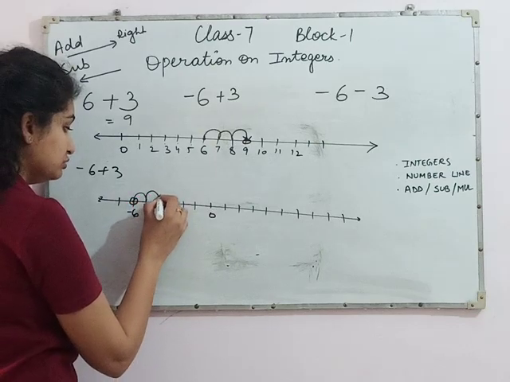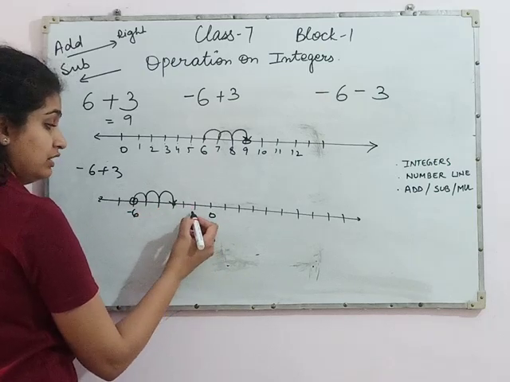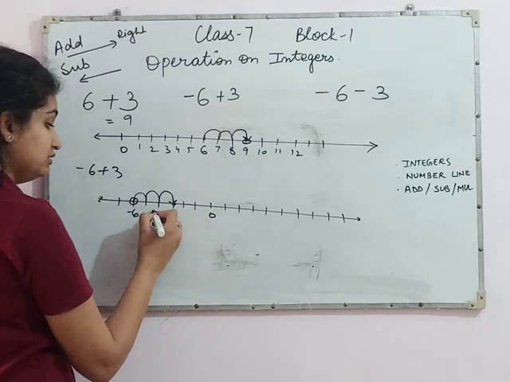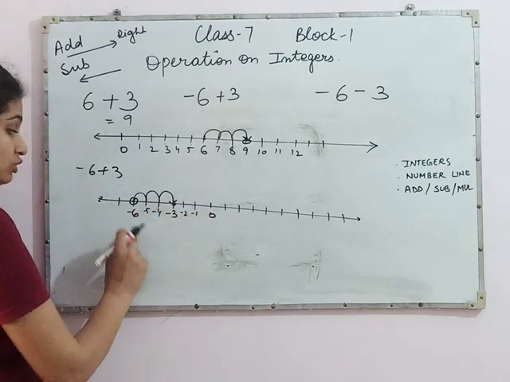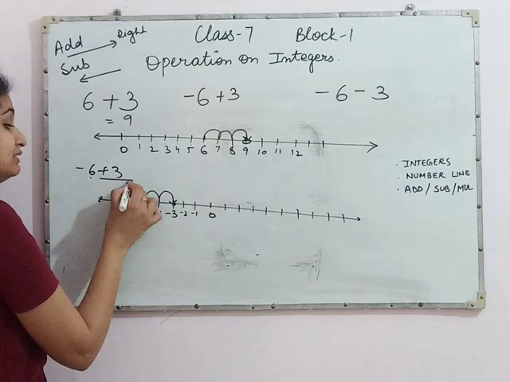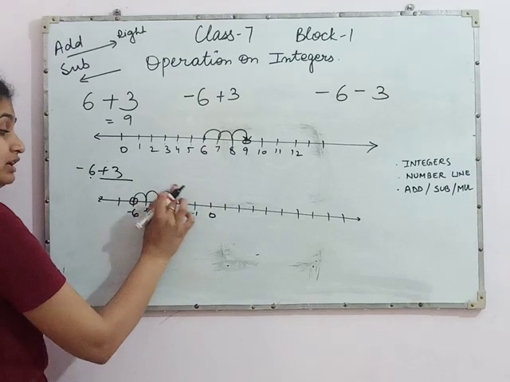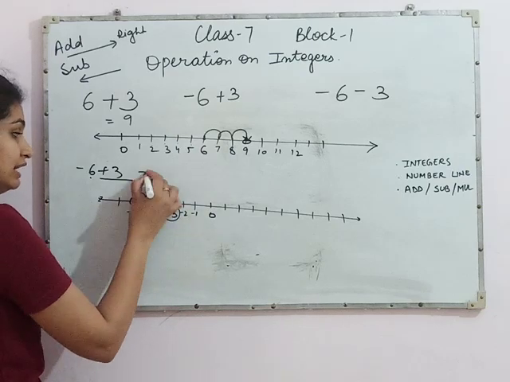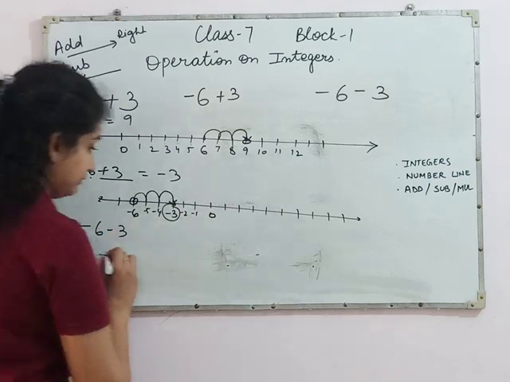1, 2, 3. What is this integer? 1, 2 and 3. Minus 3. So, we are starting with minus 6. Plus 3. We are moving to the right side. 3 numbers. 1, 2 and 3. We will get minus 3 as our answer. Minus 6 minus 3.